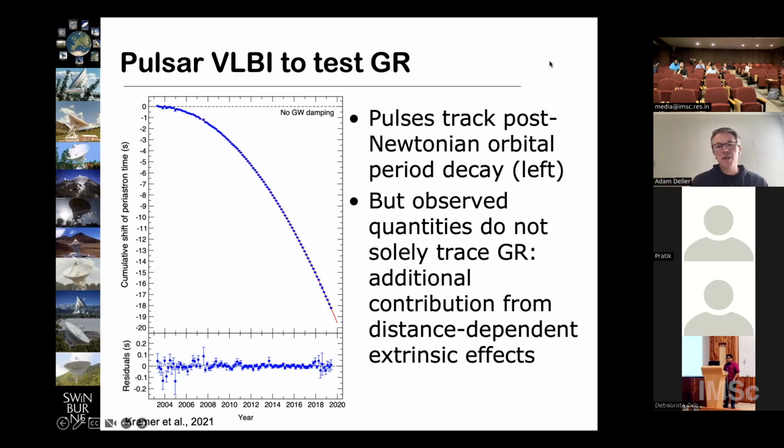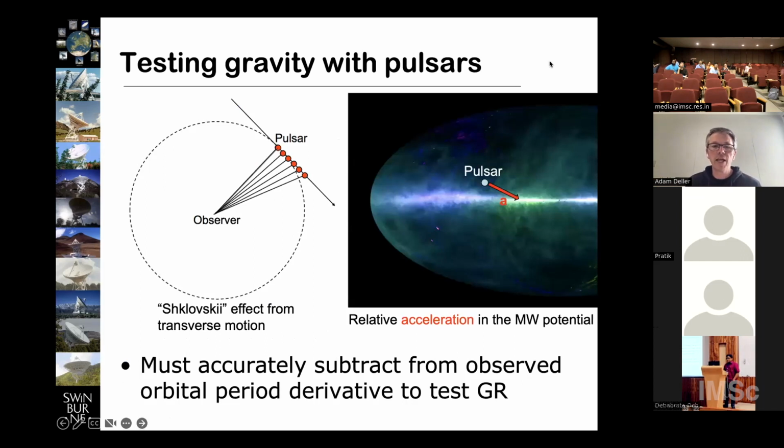But the thing is, the observed quantities, what we see, the orbital period derivative, effectively doesn't solely trace GR. It's not only due to gravitational wave emission. There are other contributions from some distance-dependent effects that have nothing to do with the system itself. And so I'll just show what they are here.